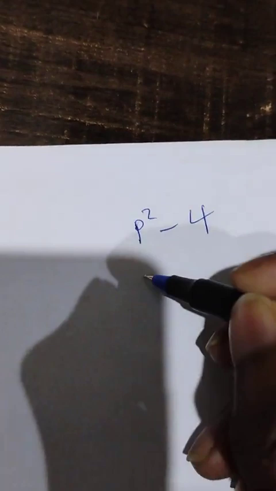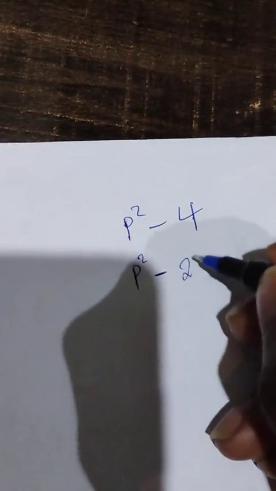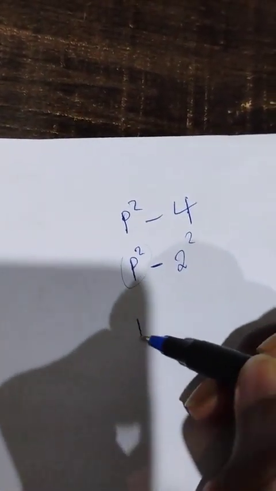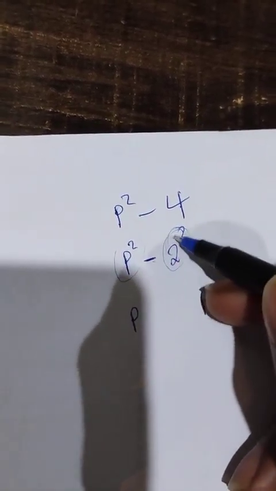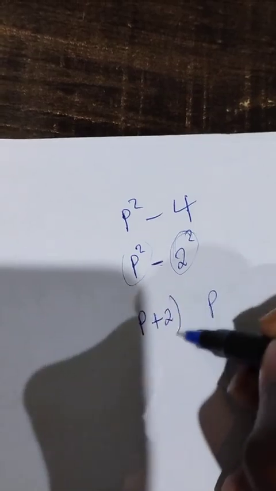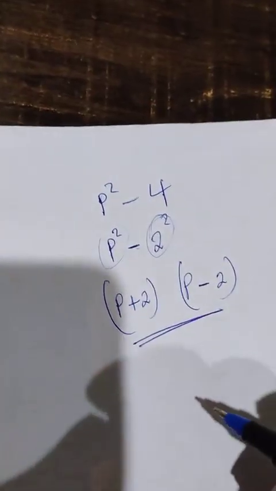Then the next part says factorize p squared minus 4. This is a difference of two squares. Why? We have 4 as the perfect square. So we have p squared. Then we can write 4 as what? 2 squared. Now it means we have p times p, 2 p's. Then we have 2 squared, which means 2 times 2, we have 2. The other one is positive and the other one is negative. That's how we factorize difference of two squares.